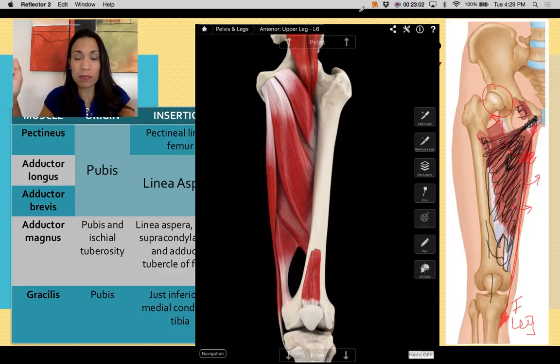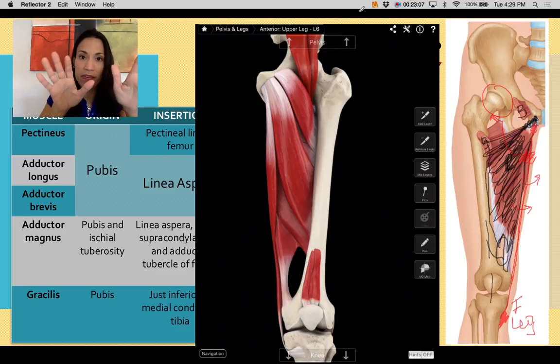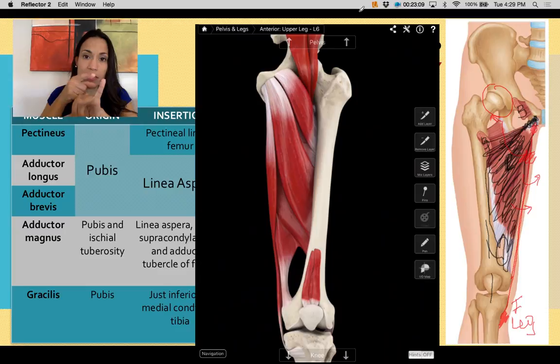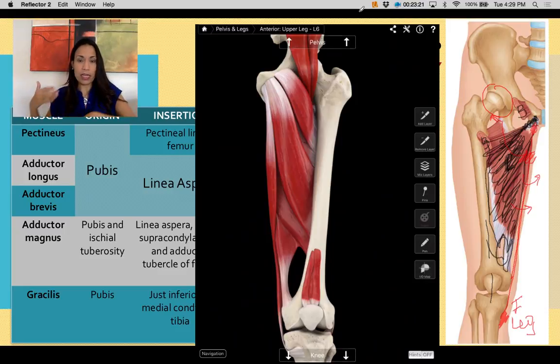Actions of all of them is adduction of the thigh, all five of them. The thing is that pectineus, adductor brevis, longus, and magnus can also flex the thigh because they're crossing anteriorly the hip joint. Gracilis, since it's so medially located, cannot flex the thigh. It only adducts the thigh. But since gracilis is crossing the knee joint, it can flex and medially rotate the leg.